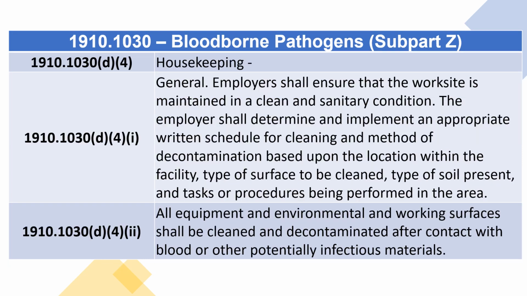1910.1030 D4 Housekeeping. 1910.1030 D4 I through D4 2 General. Employers shall ensure that the worksite is maintained in a clean and sanitary condition. The employer shall determine and implement an appropriate written schedule for cleaning and method of decontamination based upon the location within the facility, type of surface to be cleaned, type of soil present, and tasks or procedures being performed in the area. All equipment and environmental and working surfaces shall be cleaned and decontaminated after contact with blood or other potentially infectious materials.